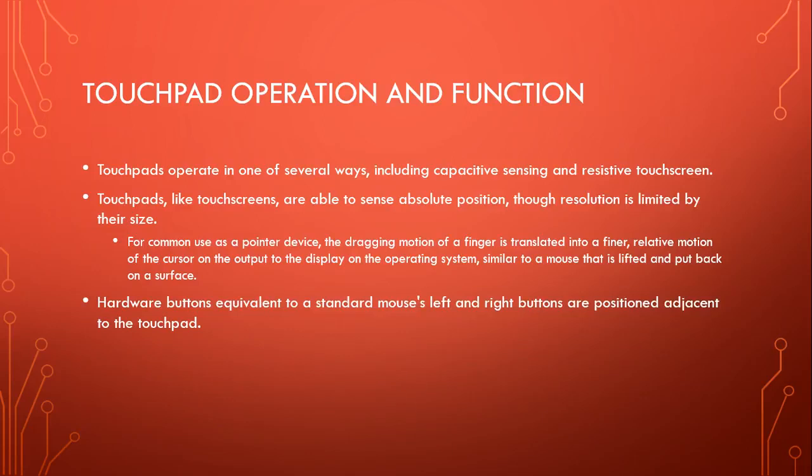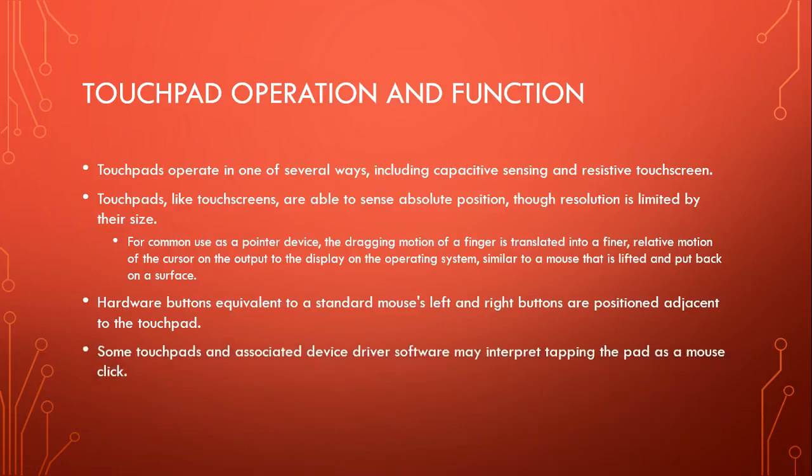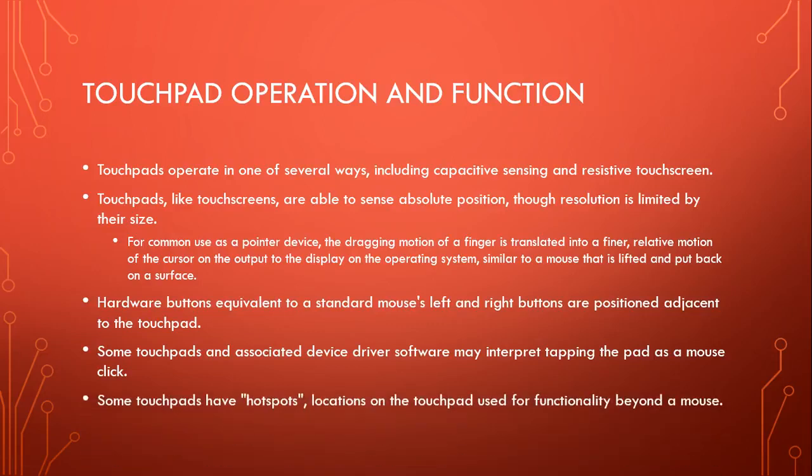Now, you typically also have hover buttons that are equivalent to a standard mouse's left and right buttons, which are typically positioned adjacent to the touchpad. Either they're above it, below it, to the left, to the right, somewhere there. Now, some touchpads and associated device driver software may interpret tapping the pad as a mouse click. So you don't necessarily have to click the buttons. You could tap the pad and then refer that as a click. Just like right now, I just tapped it, brought up the next bullet point. That's a tap. It also registers that as a click.